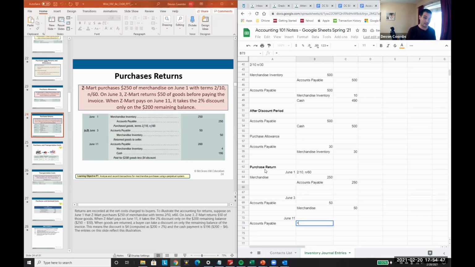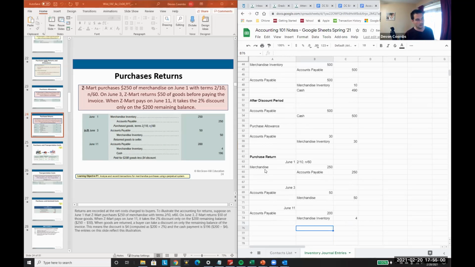What's our remaining accounts payable? It's the 250 minus the 50. Merchandise inventory will have to be reduced by the discount. 0.02, that's the 4. And then our cash, what we're paying for it, is the accounts payable minus the inventory discount. Does this make sense?